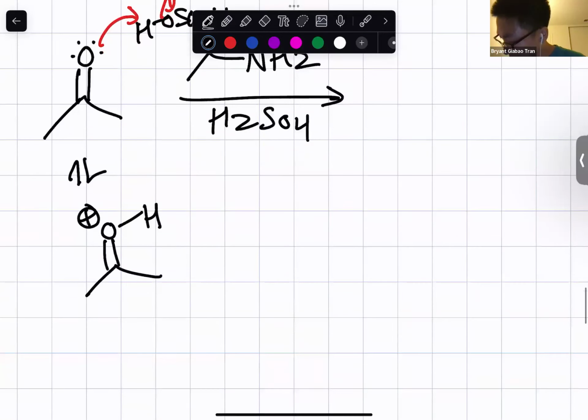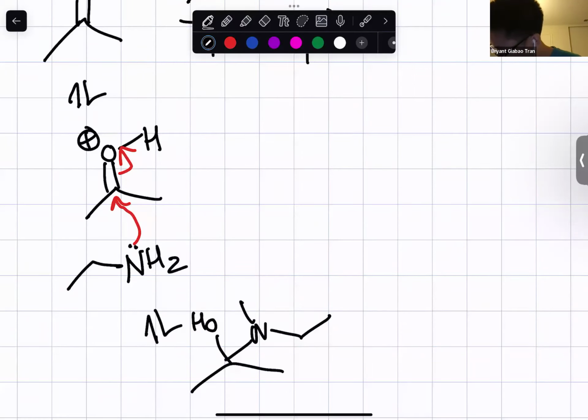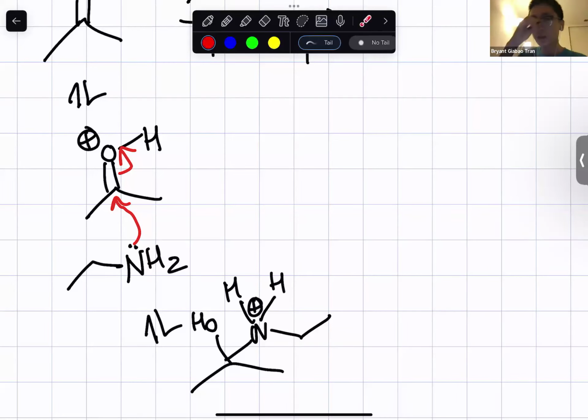Which makes it into a good electrophile, a strong electrophile for this weak nucleophile, which is neutral, to come and attack, pop that double bond onto the oxygen. OH, N, and then R group, and then it's two H's. And then at this tetrahedral intermediate point here, we follow the same exact pattern for proton transfer.